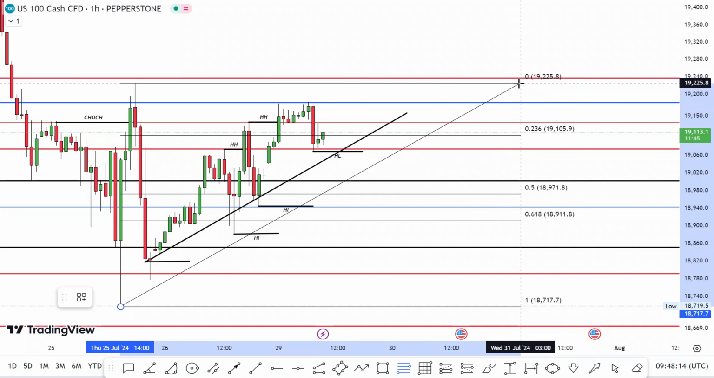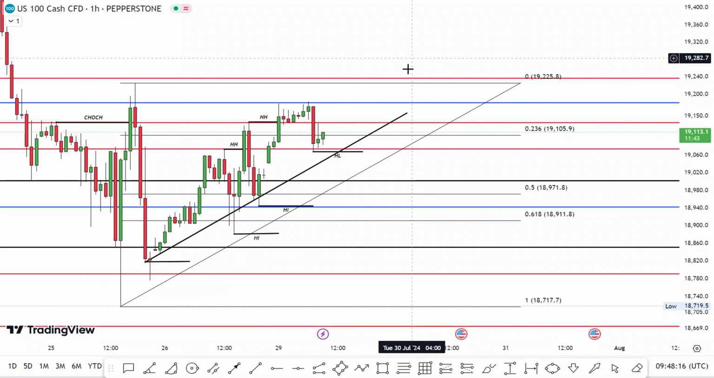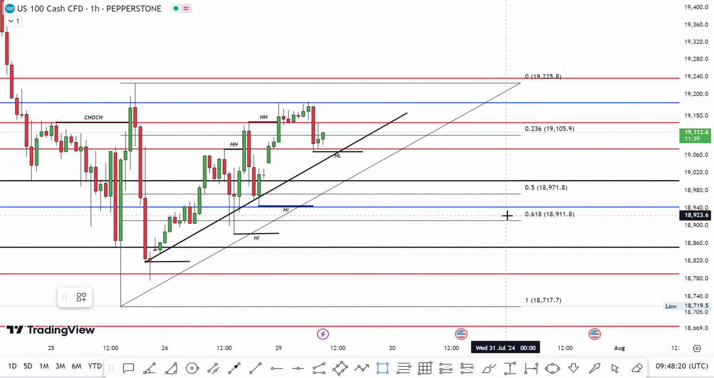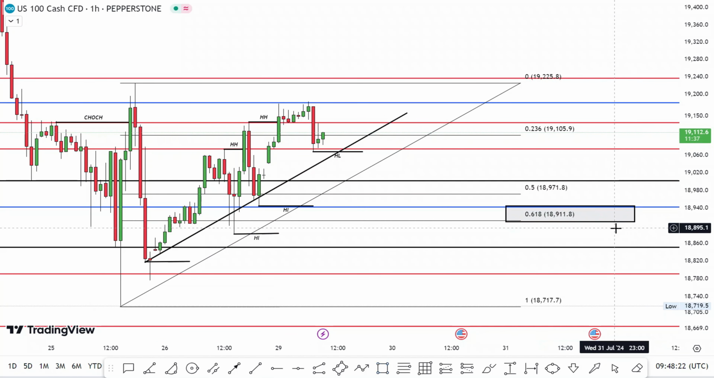Okay, let's say this is the recent high. Yeah, that's the recent high. You can see there's 0.618, which is this level. Nasdaq mostly respects the 0.618 Fibonacci level. Nasdaq respected it a lot of the time.